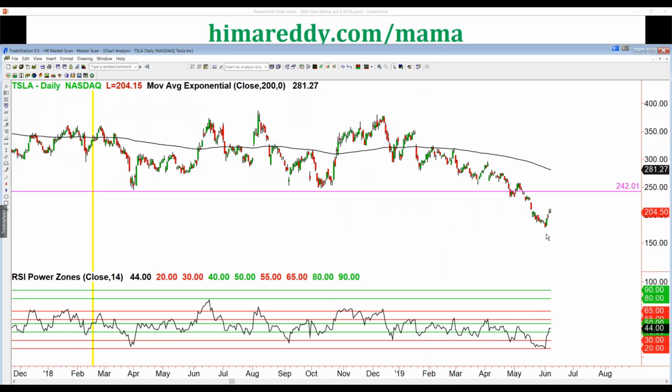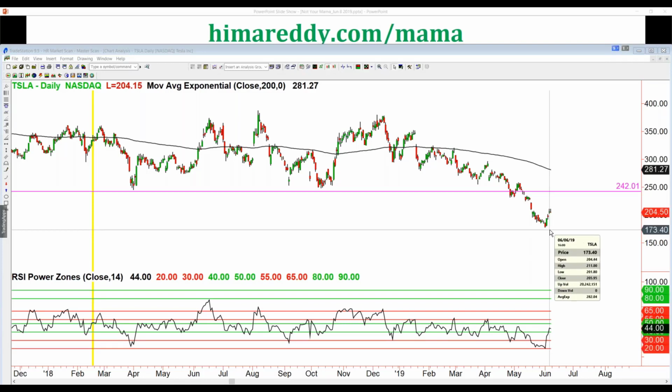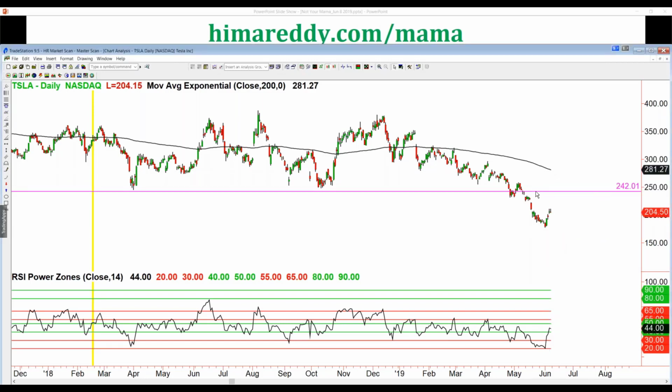Now, we came down to the depths of the bear support power zone. RSI value 20-46, then bounced. See, that was a pretty handy use of the bear support power zone. But is this bounce the beginning of a new recovery rally that's going to take Tesla way back higher? I don't particularly think so.